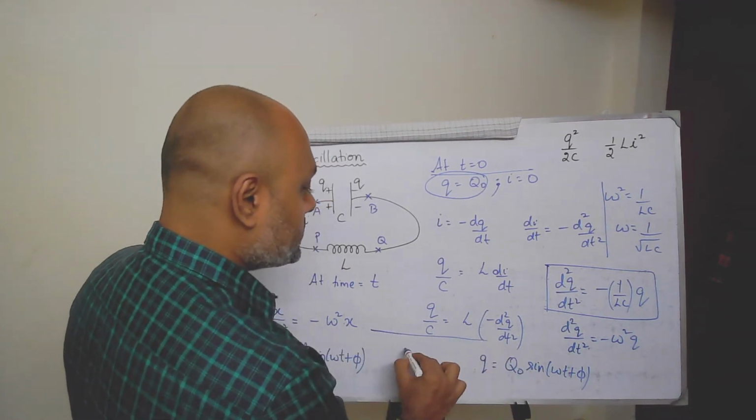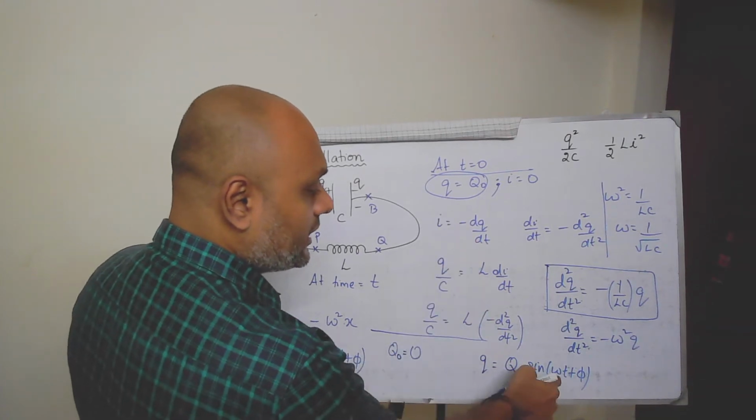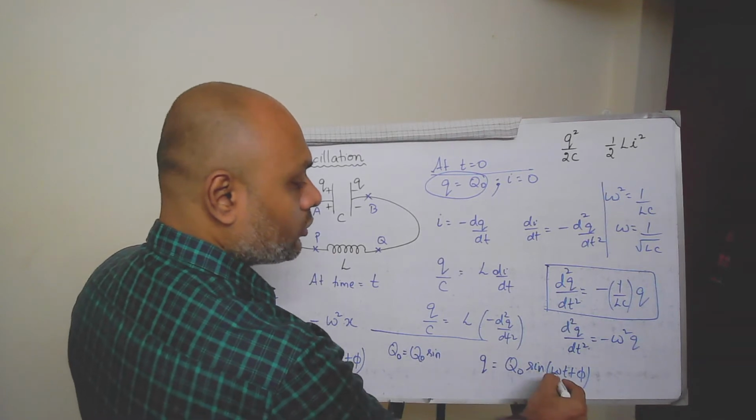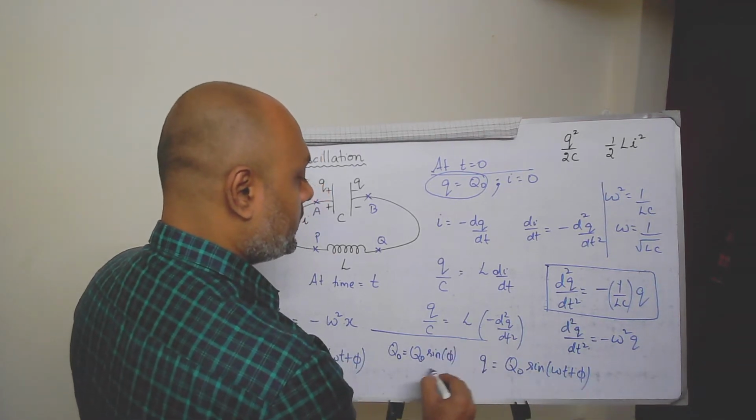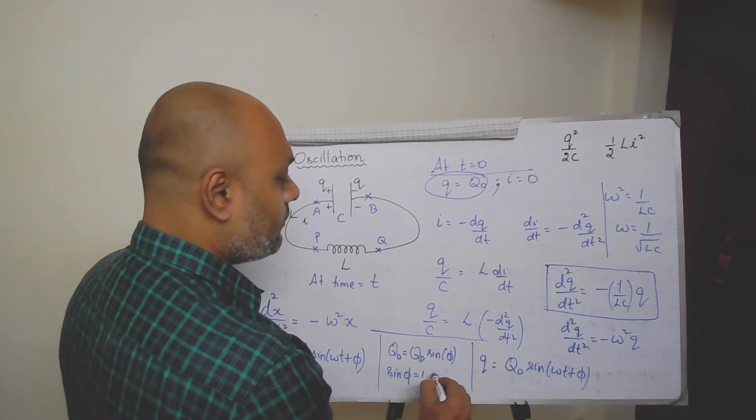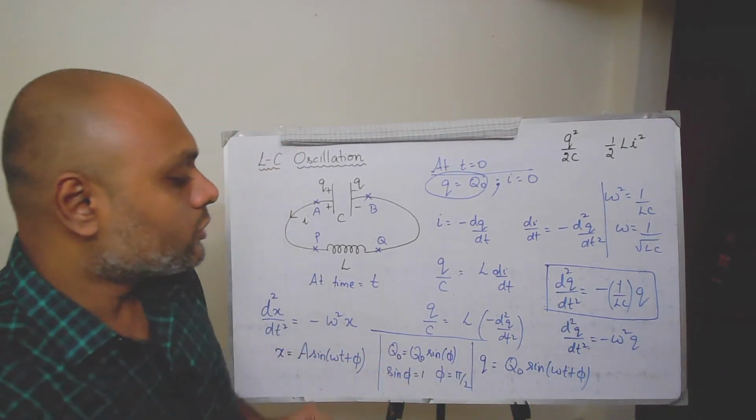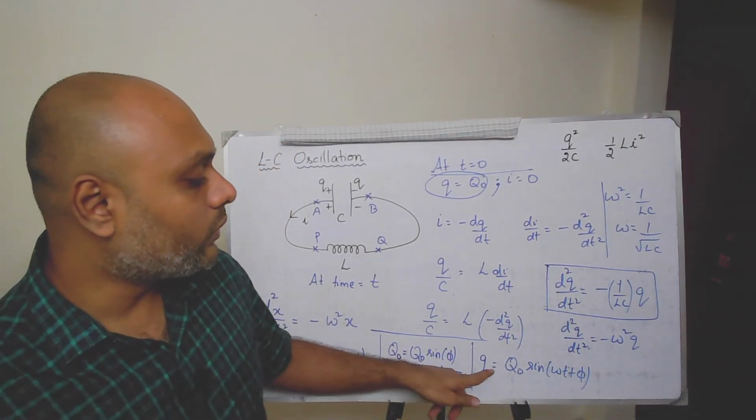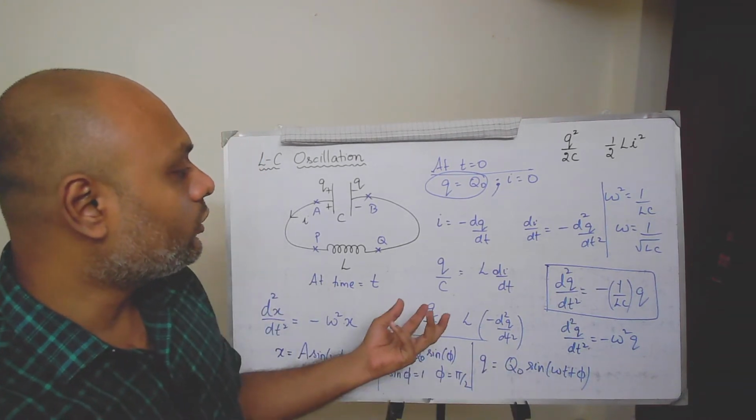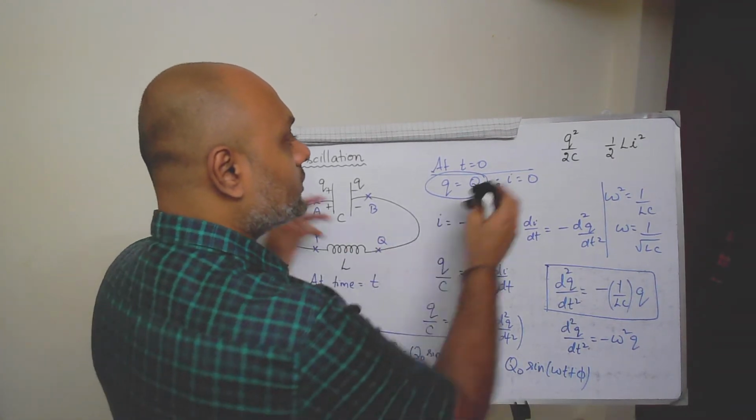Once we make the substitution, we will have q naught equal to q naught sine of omega into 0 plus phi, that is, q equal to q naught at t equal to 0. From this relationship you will have sine phi equal to 1. So what we are doing is getting the initial phase angle: phi will be equal to pi by 2. So how will our charge vary with time? q equal to q naught sine of omega t plus pi by 2, or you can also write it as q equal to q naught cos of omega t. That will be the variation of charge with time.